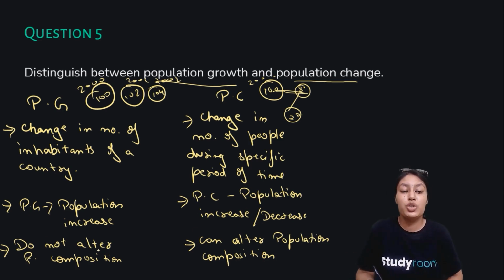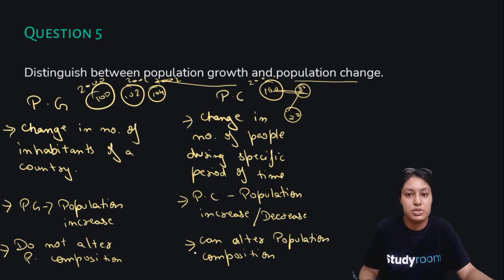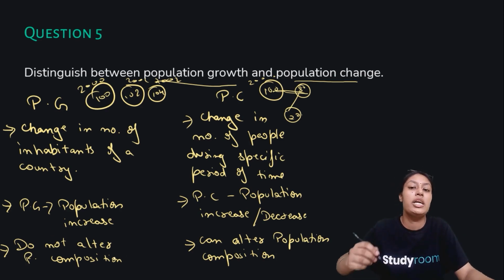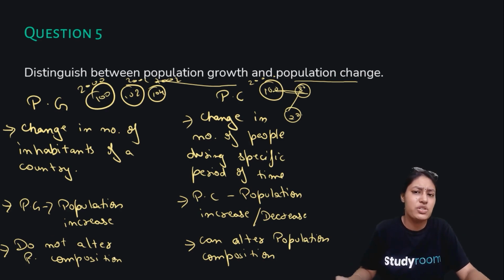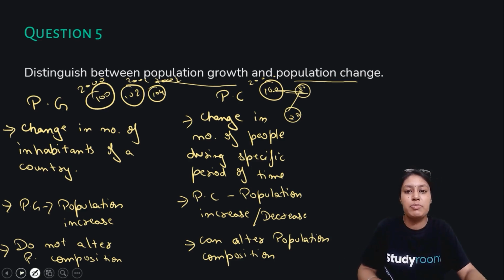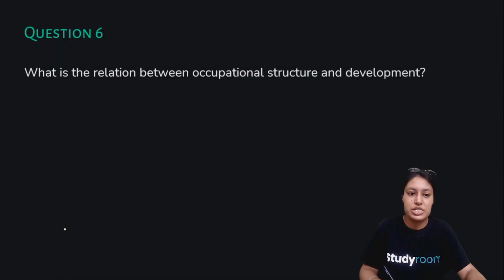In population growth, it does not alter the population composition, right? It does not majorly alter the composition which is already there, the base composition. But population change can alter population composition as well, because we don't know what kind of people are going, whether they are male or female or their age groups, right? So this is the major difference between population growth and population change.